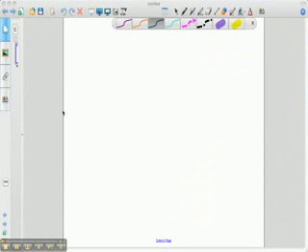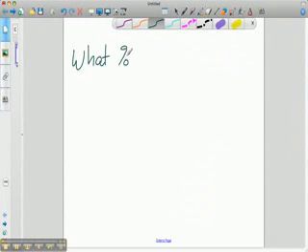Alright, we're going to start with using percents with proportions. So if you're trying to find what percent of 40 is 6.